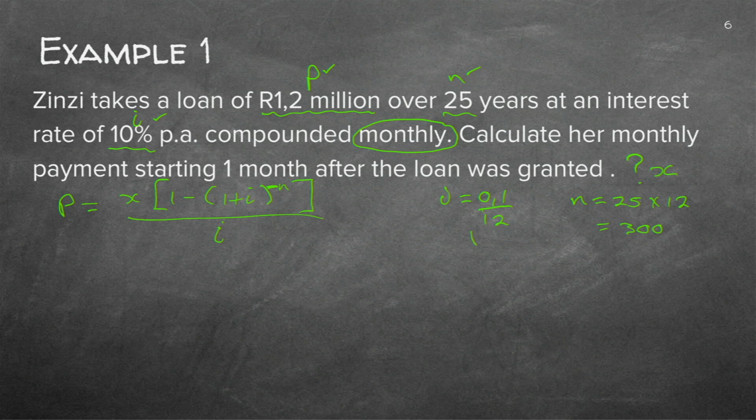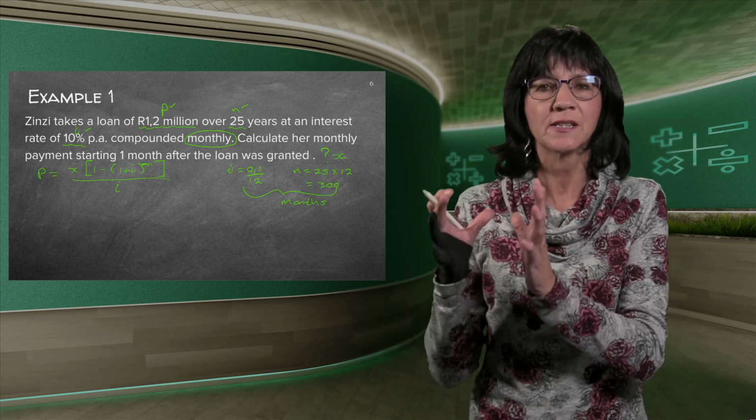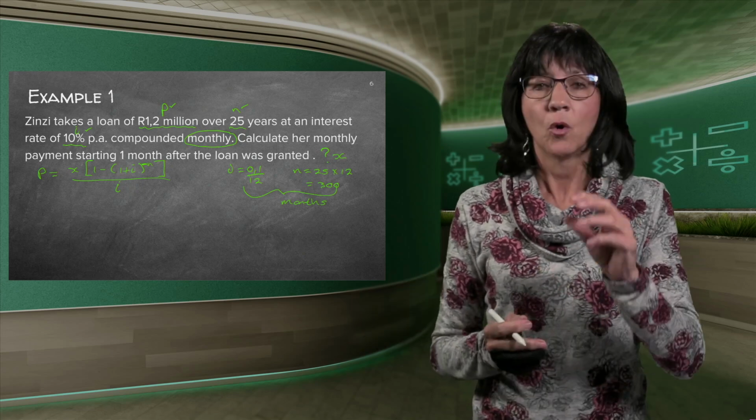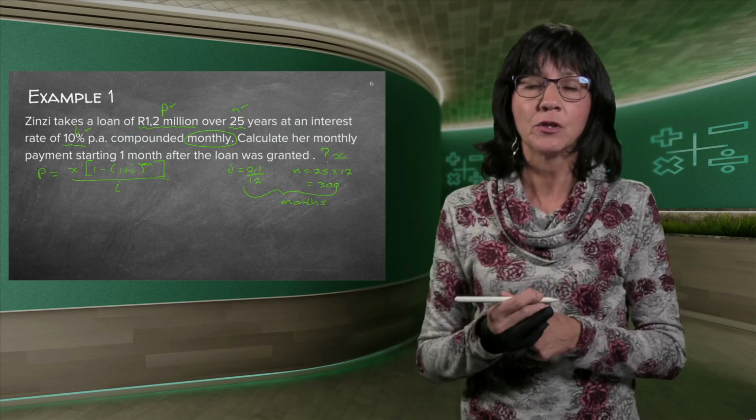Why am I doing all of this? I need to change all of this to months. Please remember, with all finance, grade 10, 11, 12, doesn't matter which one, if your I and your N is not for the same time period, you will not get the right answer. Good. Always write down the formula first. You get a mark for your formula, and then only you start substituting.